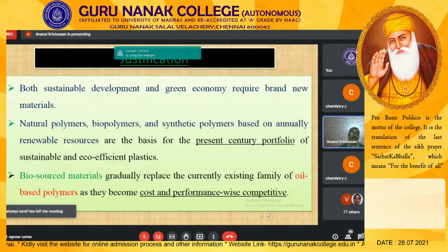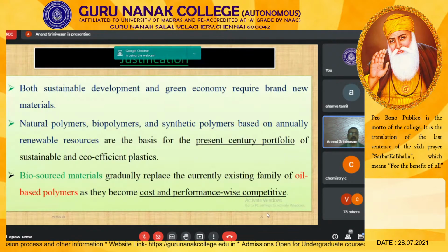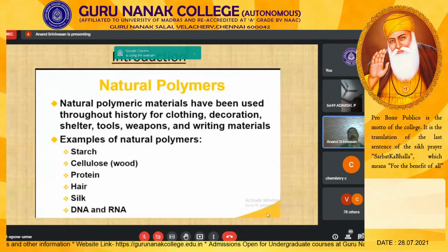Okay, so the justification for my talk would be that both sustainable development and green economy require brand new materials. Natural polymers, biopolymers, and synthetic polymers based on annually renewable resources are the basis of the present century portfolio. Both the bio-sourced materials will gradually replace the currently existing family of oil polymers, and they become competitive in cost and performance. So that is the justification of our work. With that, I have given the background of the investigations. If you have any questions in between, you can ask me.